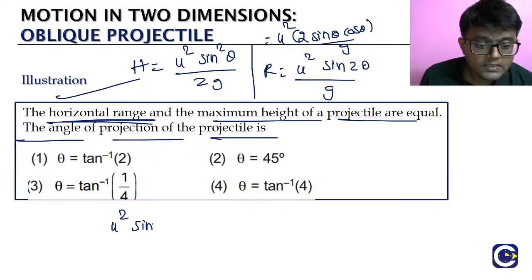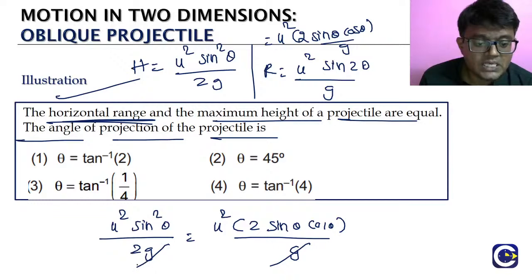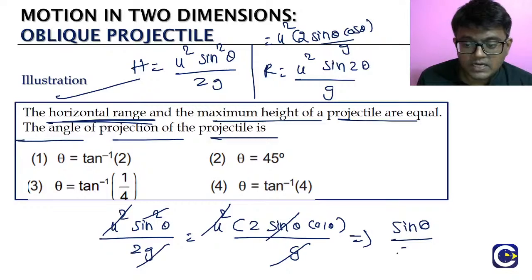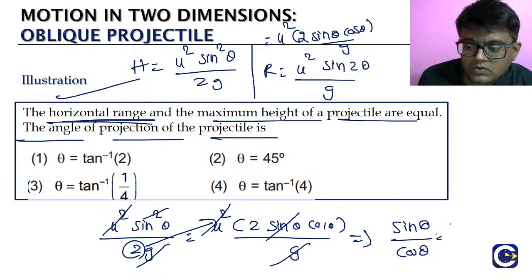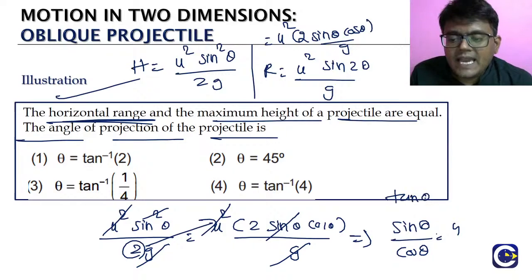U square sin square theta by 2g, the maximum height formula, is equal to u square into 2 sin theta cos theta by g. Here g cancels and u square cancels. One sin theta also cancels. Now look at what you get: we can bring the trigonometric functions to the left side. Sin theta is in the numerator and cos theta goes to the denominator. On the RHS we have a 2 here, which goes to the numerator in the same way. Sin theta by cos theta is equal to 4, which means tan theta is equal to 4.